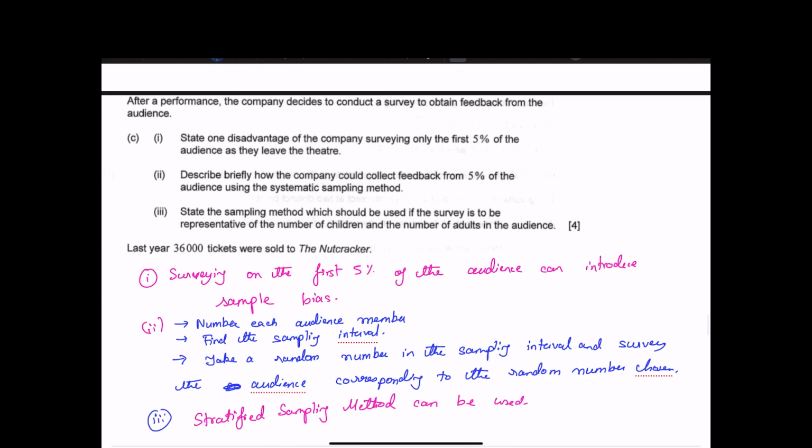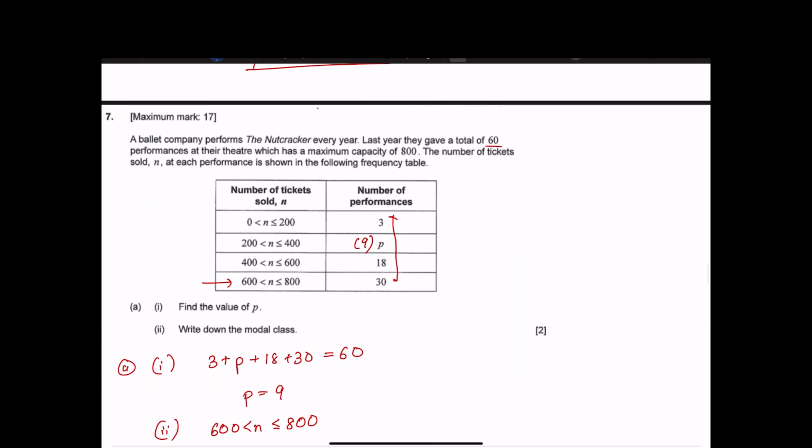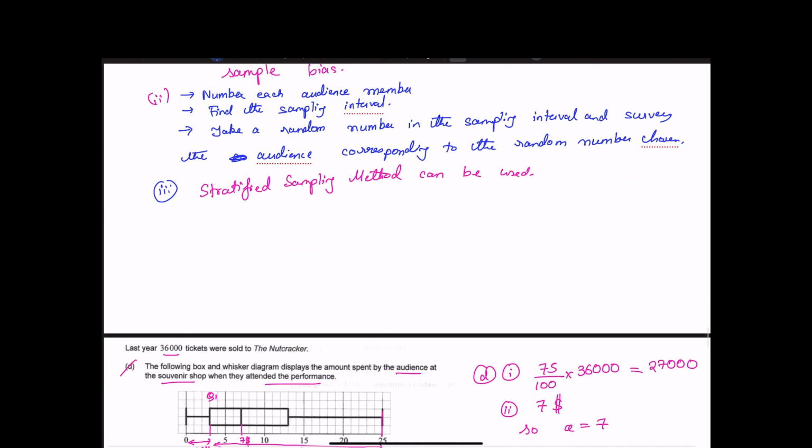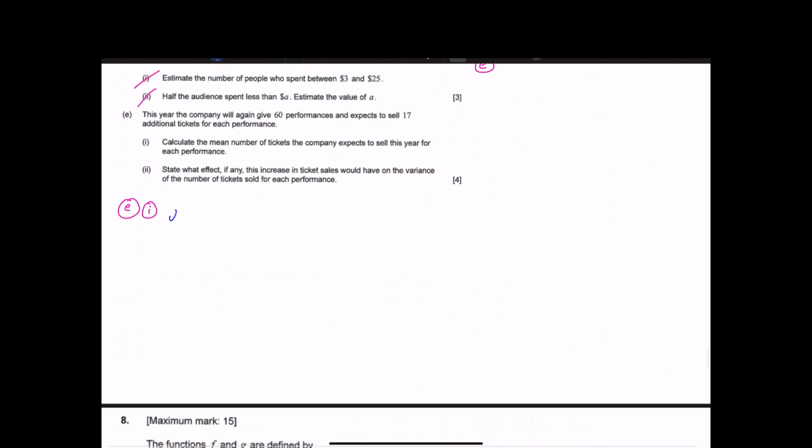How would I find the mean from this data table? So I'll have to find the mid values. I'm just making the table here. Mid value between 0 and 200 will be 100, 200 to 400 is 300, 400 to 600 is 500, 600 to 800 is 700. This will be called xi and this will be fi, the frequency. So to find the mean, I can just do summation of fi xi divided by summation of fi.